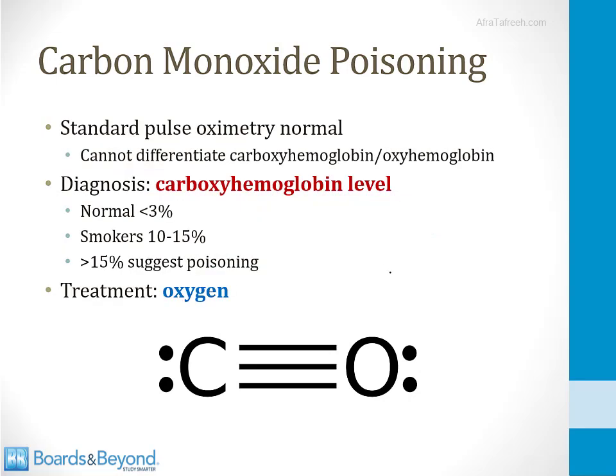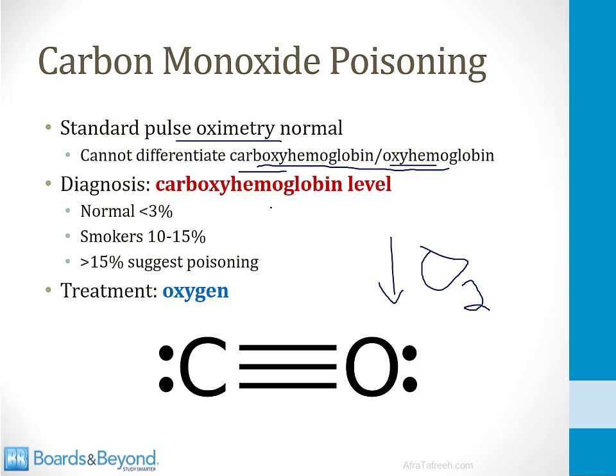Now, patients with carbon monoxide poisoning have a decreased oxygen content in their blood. However, the pulse oximeter is often normal. That's because it can't differentiate between carboxyhemoglobin and oxyhemoglobin. So it will say that 90% of hemoglobin molecules are saturated. It can't tell you that only half of those molecules contain oxygen, and the other half contains carbon monoxide.